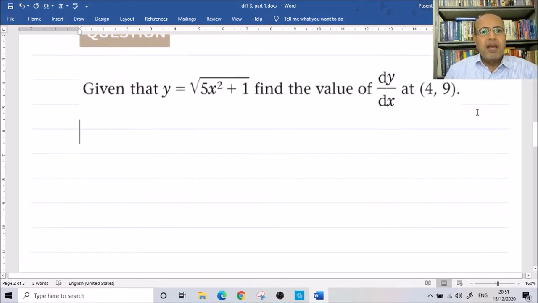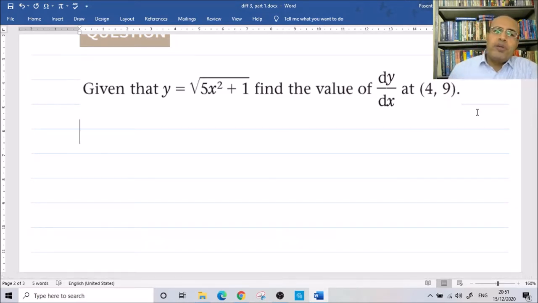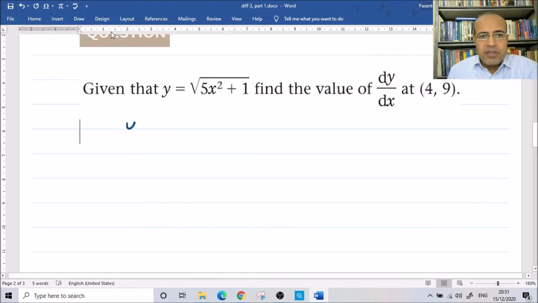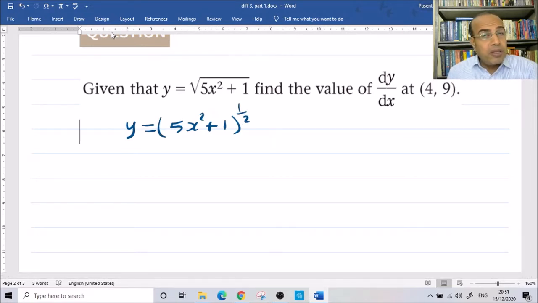Look at this. Here, this is a square root. We have to write it as a power. Square root is power half. So we rewrite the function: y equals (5x power 2 plus 1) power half. To apply the rule, عشان أقدر أطبق الرول, we need dy by dx at the point (4, 9).